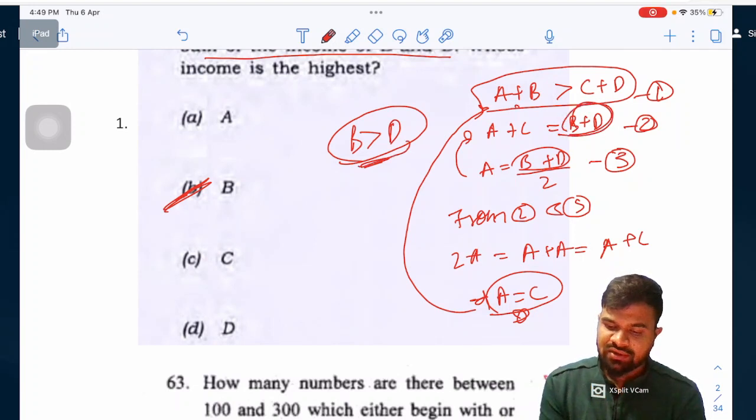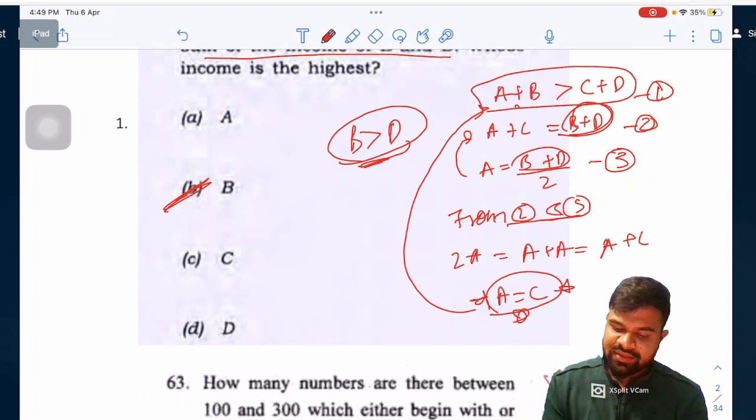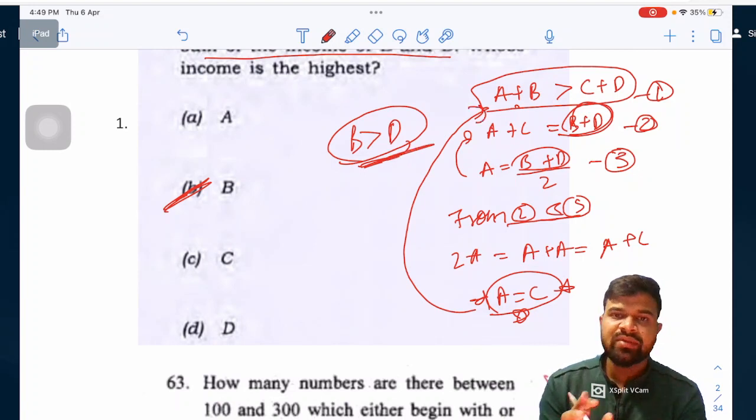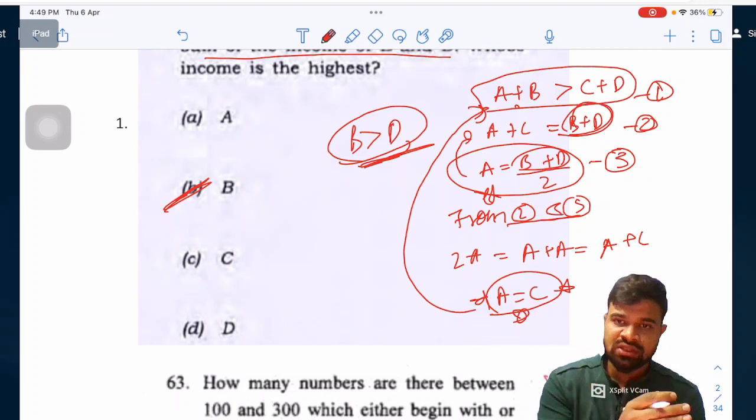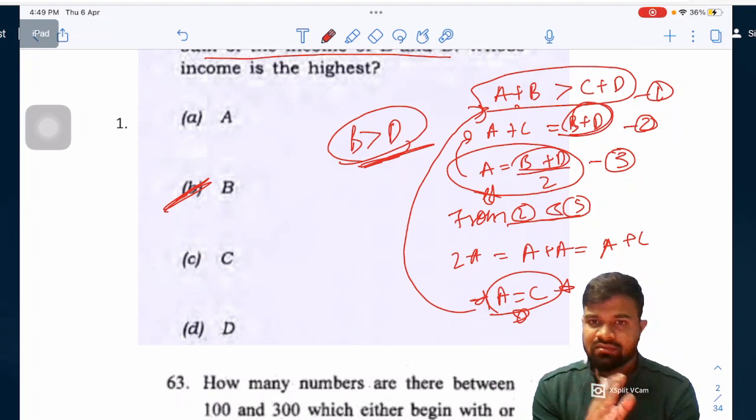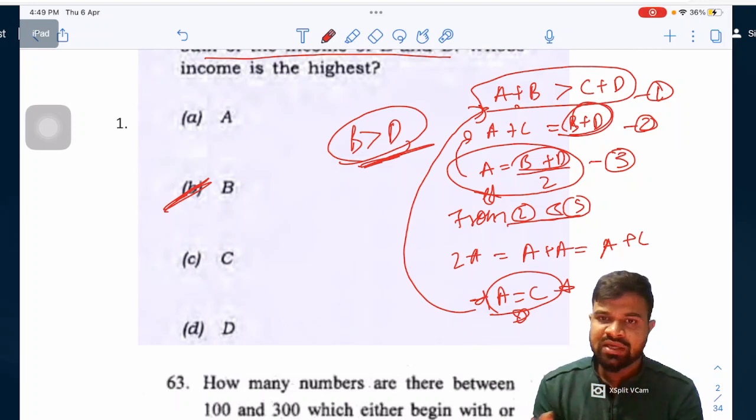Then the common between equation 2 and 3, we found that a is equal to c. Then putting it in equation 1, we found that b is greater than d. And from equation 3, we know that a, or c, that is equal to c, is between b and d. It is not greater than b and d both.